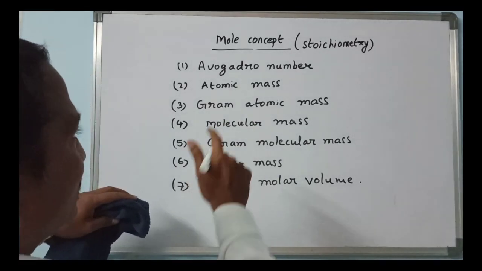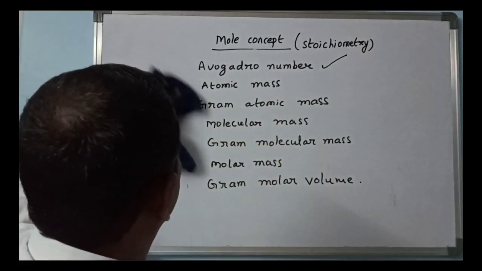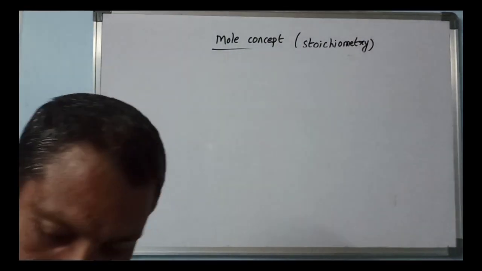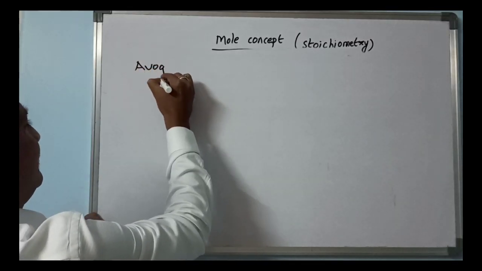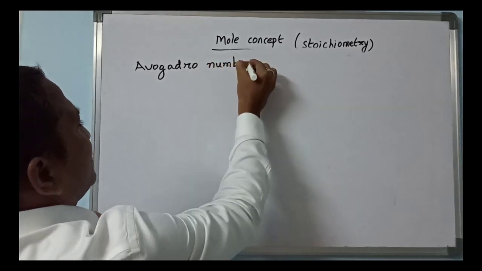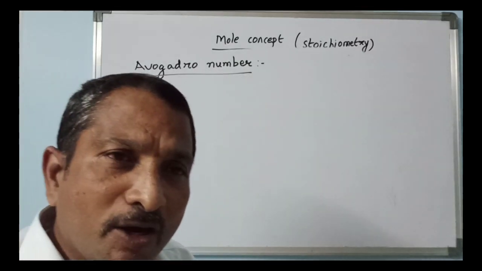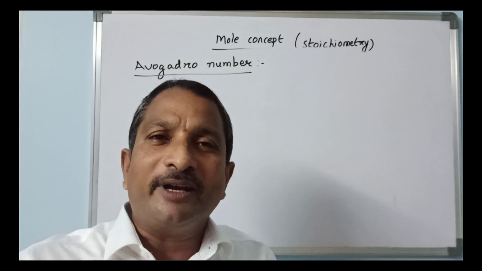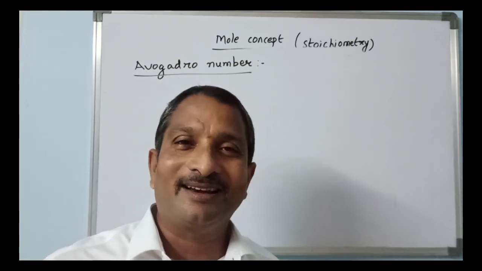Now I am going to explain the first concept, Avogadro number. See how I am explaining Avogadro number. Note down. Avogadro number. What is Avogadro number? Avogadro number is nothing but a number that indicates 6.023 into 10 power 23 units.